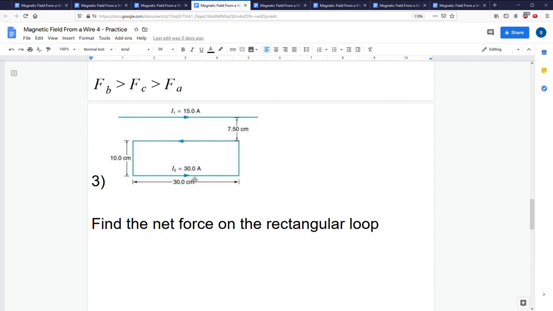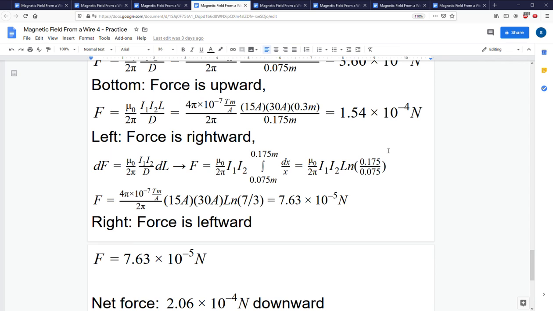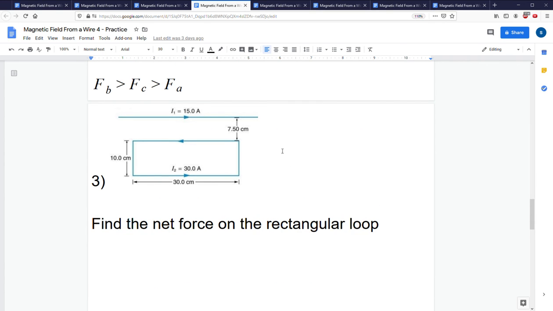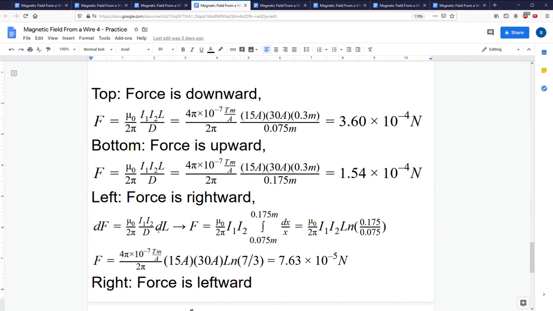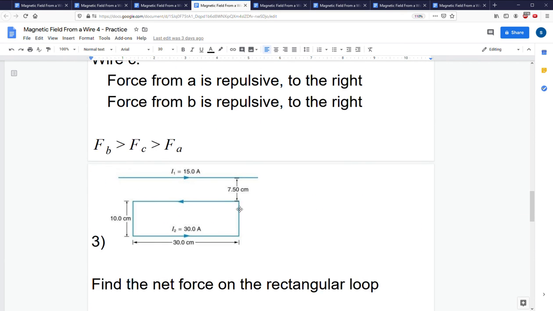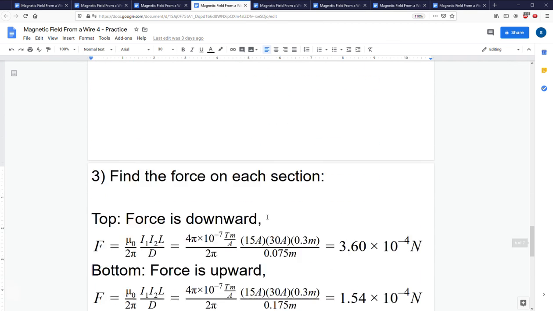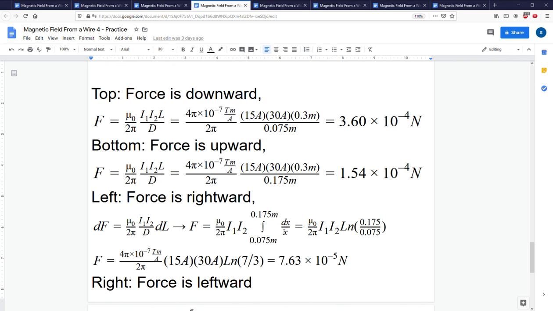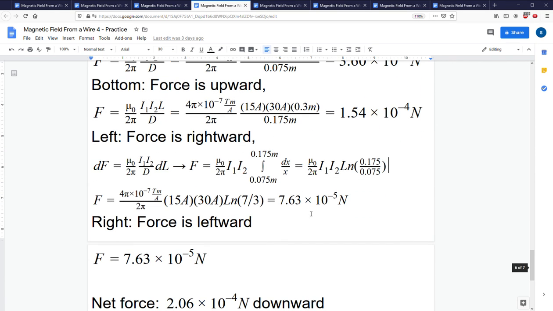So we have the top and the bottom wires. Those were relatively simple. The left and right wires are a little more complicated. Mathematically, we can say that every tiny piece of this wire experiences a force proportional to dl, which means we can integrate. Mu sub naught, I1 and I2 are all constants in our integration, and since we are integrating along this distance, this is the d of our formula, so that becomes our integration value, which means we are integrating dx over x, which integration gives us the natural log. So we can find that the force on this right segment of wire is 7.63 times 10 to the negative fifth newtons.